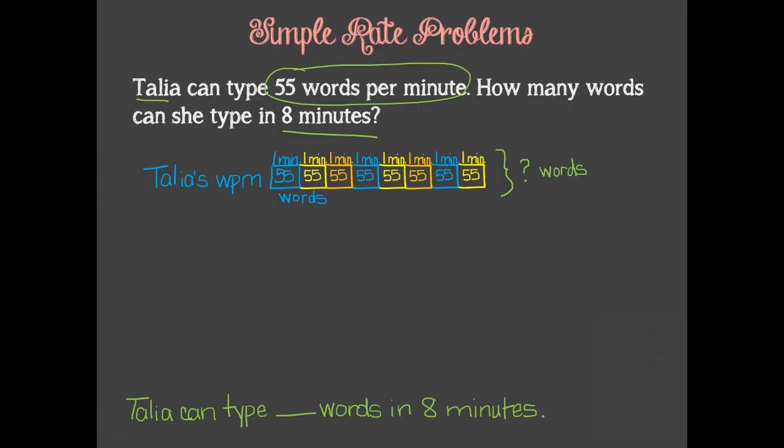Now it's pretty clear to see that we have to multiply 55 by 8 to find out how many words can be typed in 8 minutes. Some students will jump straight to the algorithm without need for the bar model. The bar model becomes very powerful once these problems become more complicated. 55 times 8 equals 440. Talia can type 440 words in 8 minutes.